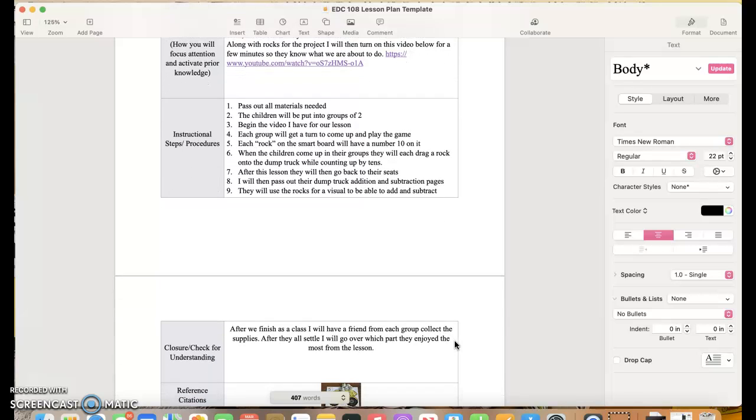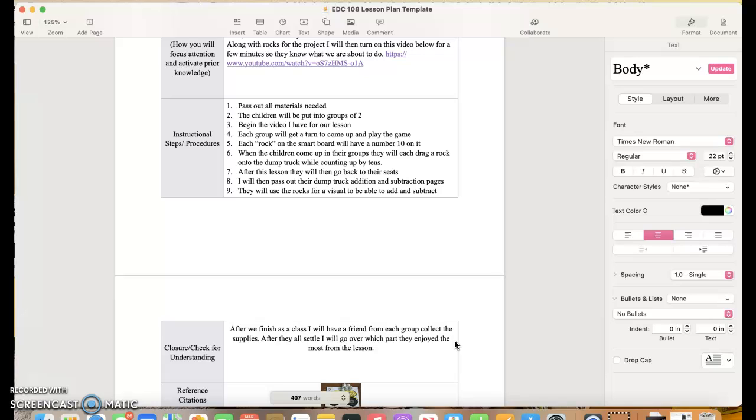My steps and procedures: I will pass out all materials needed. I will put the children into groups of 2. I will then begin the video I have for our lesson. I will then turn that off, and each group will have a chance to come up to the smartboard, and with the pen or their finger, they will each get a rock on there and drag it onto the dump truck. So for each rock they grab, they'll go 10, 20, 30, 40, all the way up.